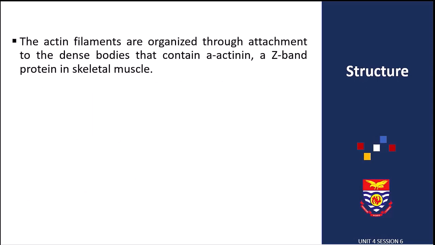An electron micrograph of the smooth muscle reveals that the actin filaments are arranged in an orderly manner and attached to the dense bodies that contain the protein actinin. And this protein is the same as the Z-band protein found in the skeletal muscle.